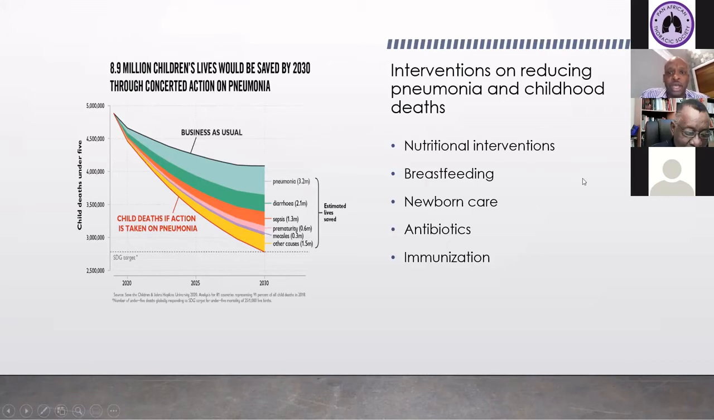Is it really difficult to take action? Well, what efforts are there, or what methods are there? Nutritional intervention to reduce malnutrition. We know that breastfeeding is the best thing, and we should always encourage the patients to breastfeed their kids. Newborn care is very important, including proper care of premature babies. Availability of antibiotics and using antibiotics when the pneumonia is not severe is important. And obviously, immunization. If we can prevent these diseases by immunizing the patients, we will definitely reduce the burden and reduce mortality.